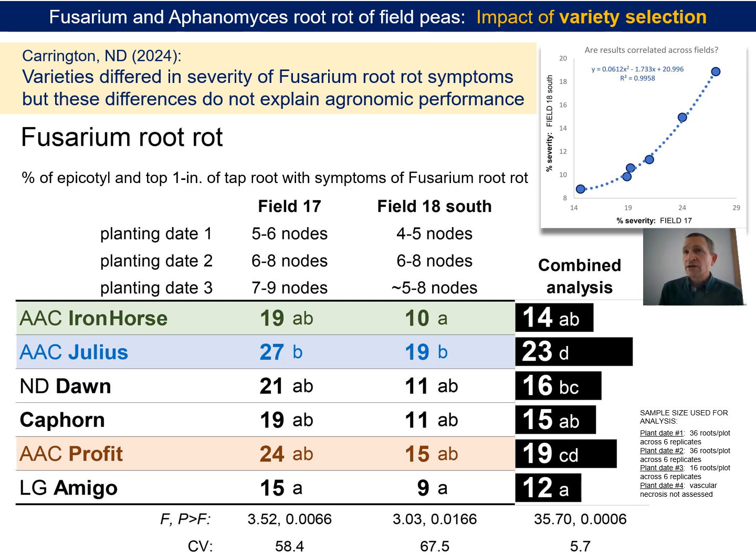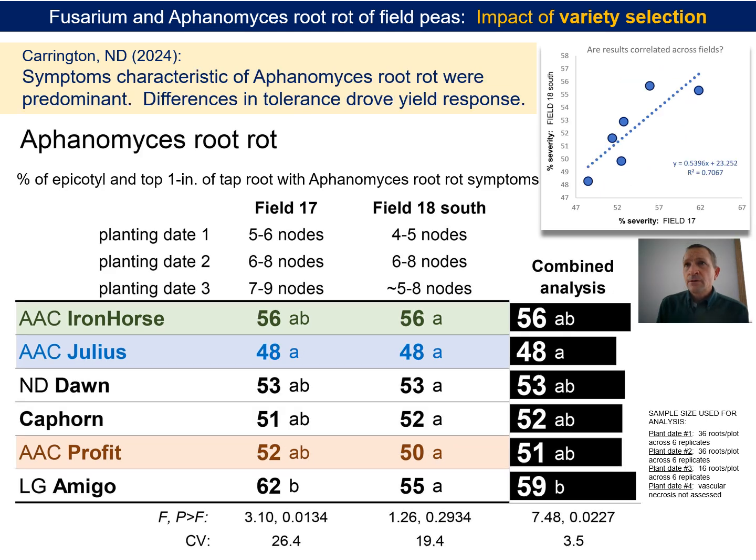Now, on that scatter plot on the right, you'll notice that the correlation in results in terms of Fusarium root rot severity across these two fields was almost perfect, which means that, again, these numbers were replicable. So, moderate severity of root rot, and Julius being the more susceptible variety. We also scored the severity of symptoms characteristic of Aphanomyces, and what we saw is that the Aphanomyces severity was very high. This would correspond to the diagnostic testing. What it indicates is that Aphanomyces was the predominant disease, and Fusarium root rot was present, but was of more moderate severity.